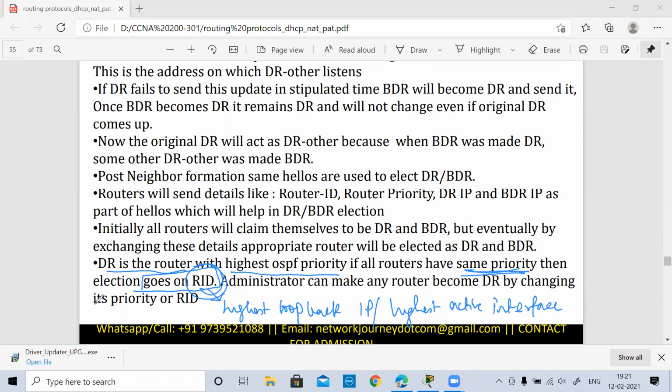Okay, so I hope this is clear, that the packets which were used for your neighborship information are then used for selecting the DR and the BDR, and they are sent frequently. This is because if the DR and BDR fail at any time, the other routers have to go into the election. Okay, is it clear, guys?